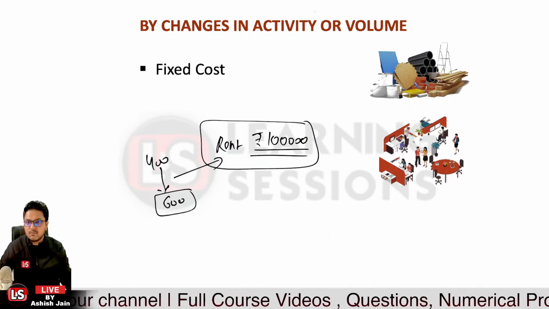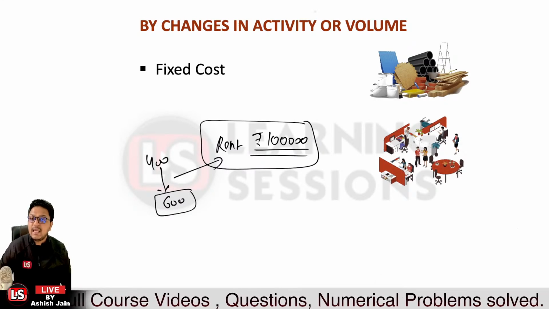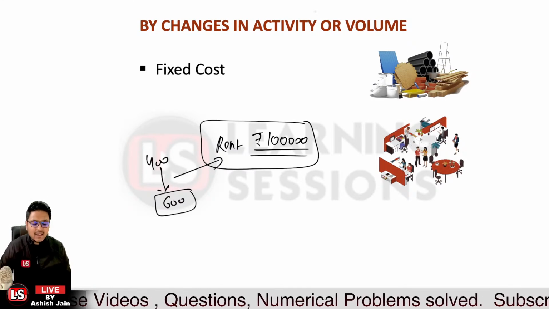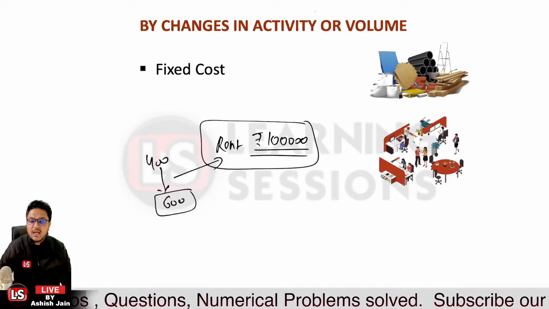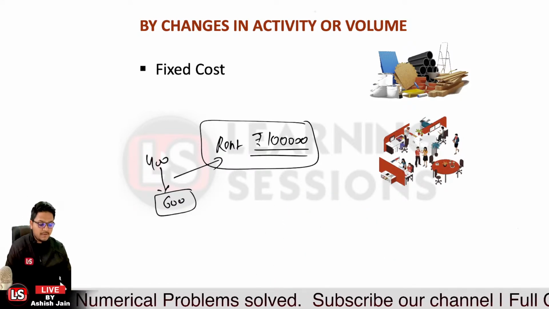If you're not getting some new space and you are producing the units in the same building, then even if you have increased the productivity, it is not going to change the rent. So that is the example of the fixed cost.